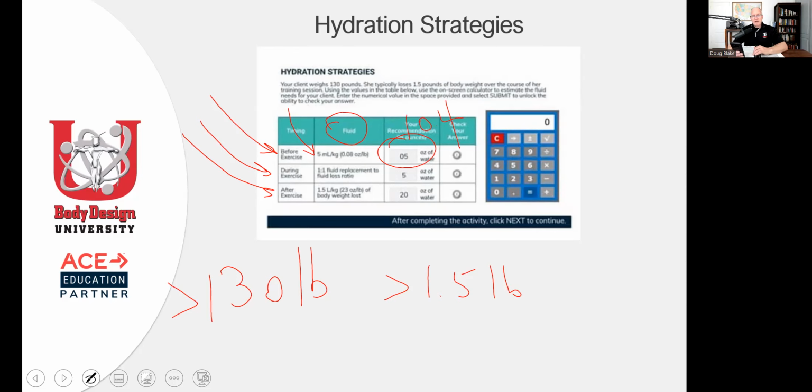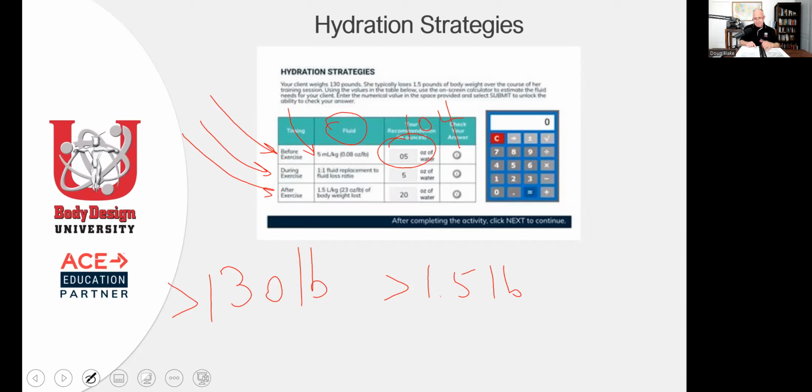Then you have during exercise. This one's a little bit more confusing to deal with, only because ACE doesn't really give you any clear-cut definitive way to determine this. However, put your calculator down for a second, and if you go to page 199, here's how you're going to do this. They tell you hydration during exercise.